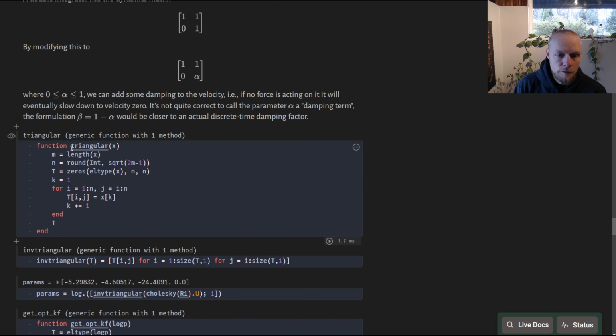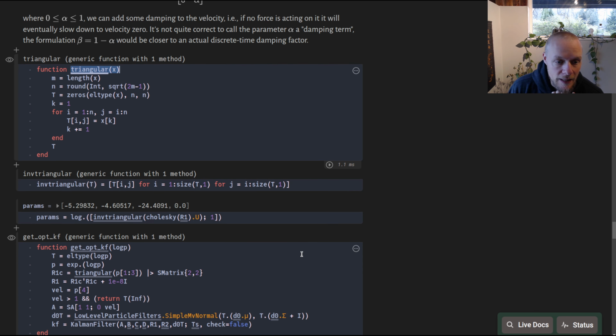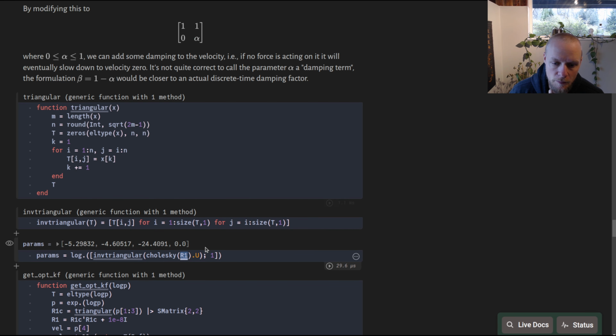So I have a little helper function here that takes a parameter array and constructs this triangular matrix. And I also have the inverse function here that takes a triangular matrix and extracts parameters from the triangle we're interested in. And then my initial guess will be the Cholesky factor of the covariance matrix I picked above. And then for this velocity, or this damping term, I will just pick value 1, which is what we used above, and let the optimizer find something reasonable.